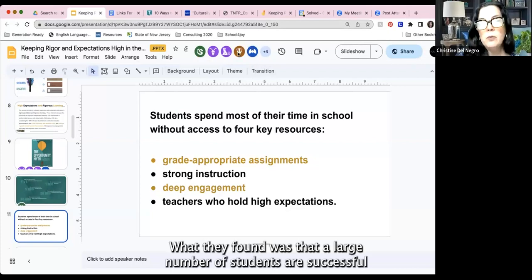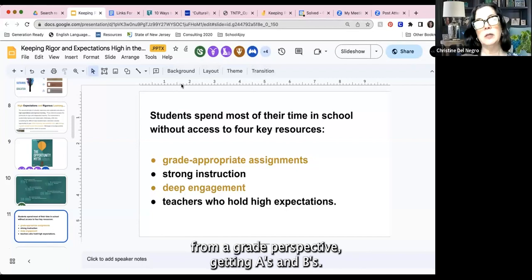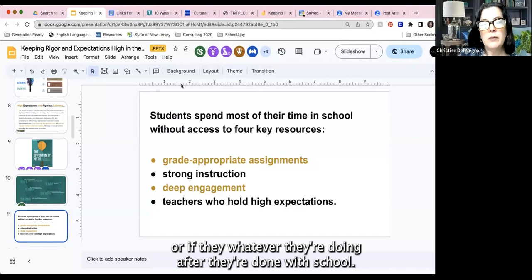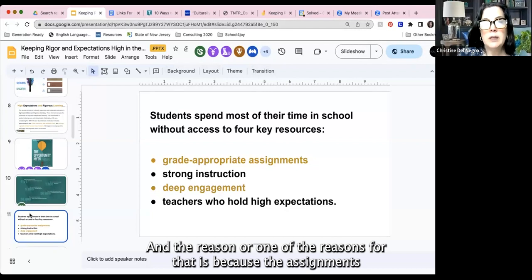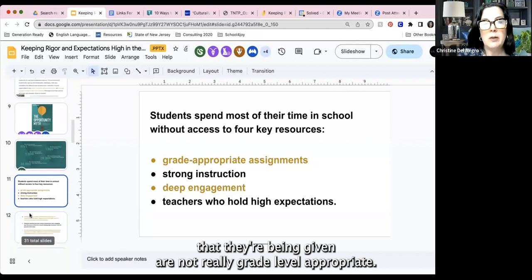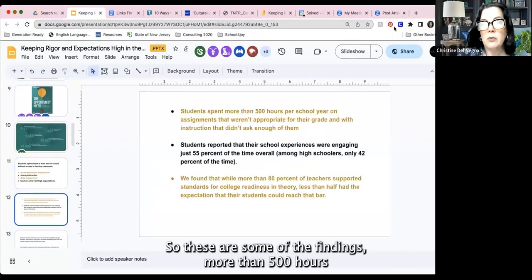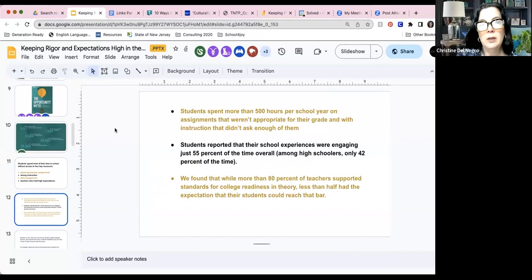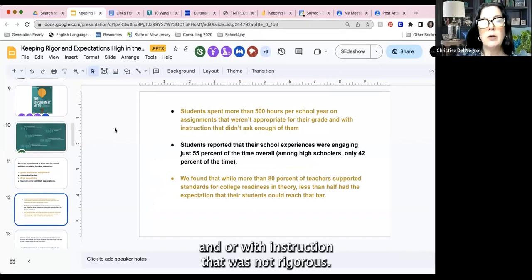What they found was that a large number of students are successful from a grade perspective, getting A's and B's, but then they struggle if they go to college or whatever they're doing after they're done with school. One of the reasons for that is that the assignments they're being given are not really grade-level appropriate. So these are some of the findings: more than 500 hours per year on assignments that were not appropriate for their grade and or with instruction that was not rigorous.